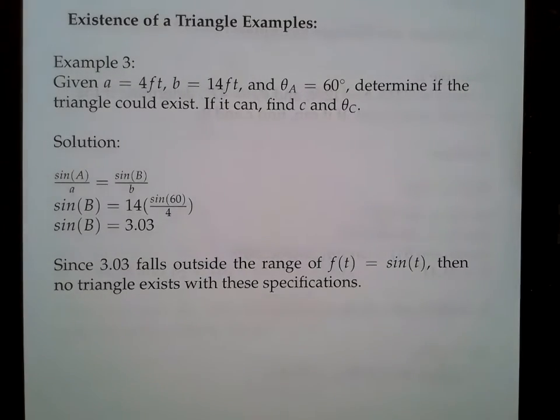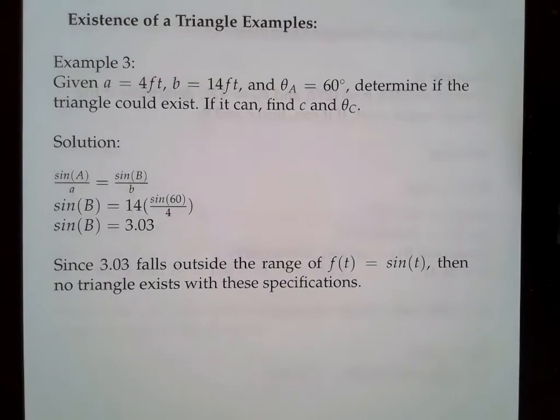So let's look at one more of these. Given a is equal to 4 feet, b is equal to 14 feet, and theta a is equal to 60, determine if the triangle exists, and if it does, we want to find c and theta c.